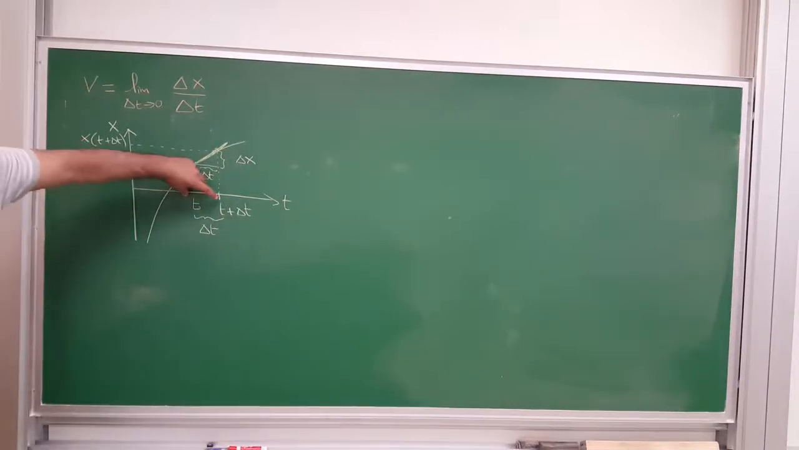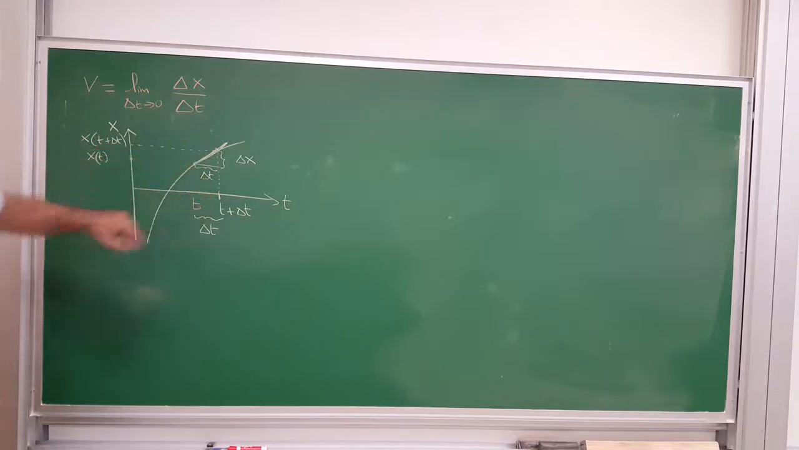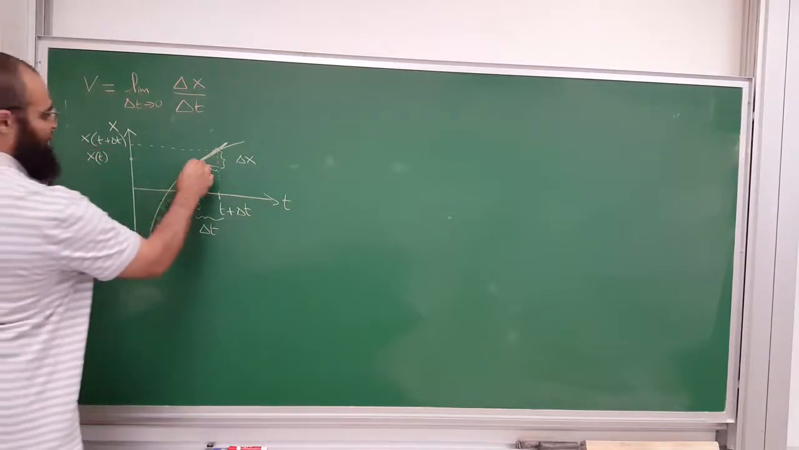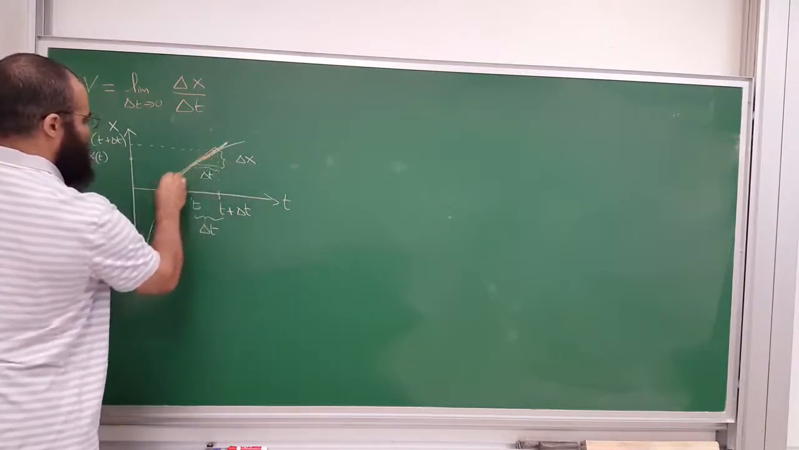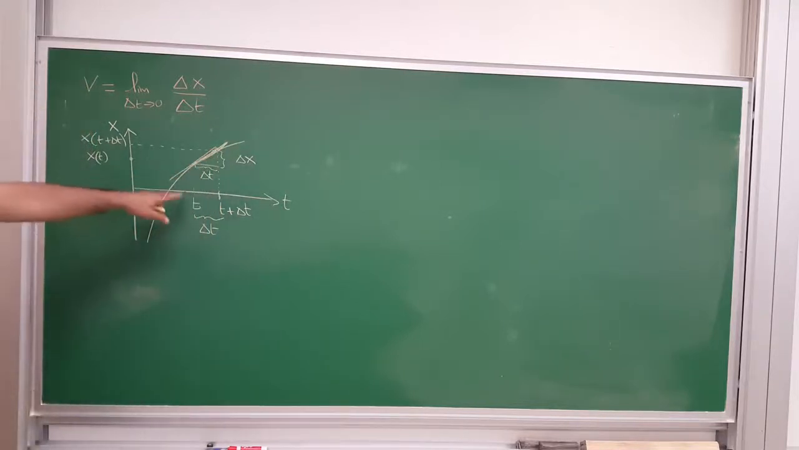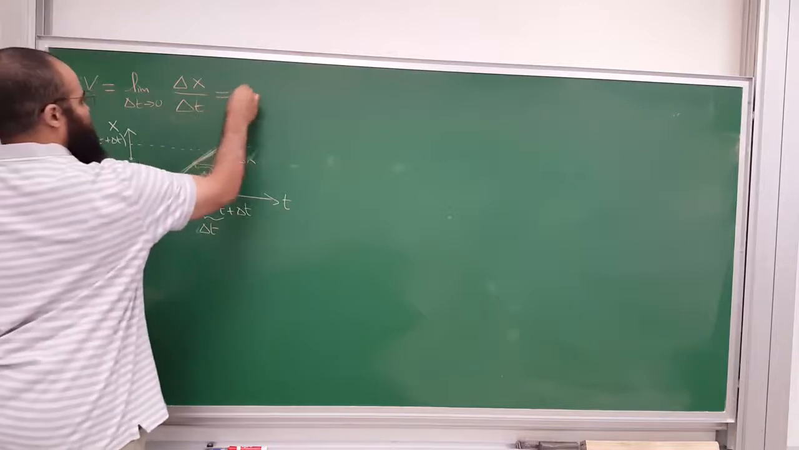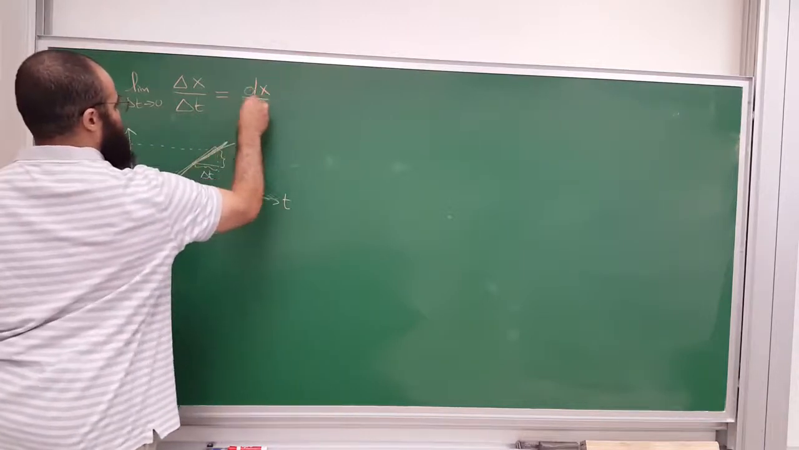If we let delta t get closer and closer to 0, then we get the slope of the line that's tangent, not secant, the line that's tangent to this position function at time t. And that's what we call the derivative, dx/dt.